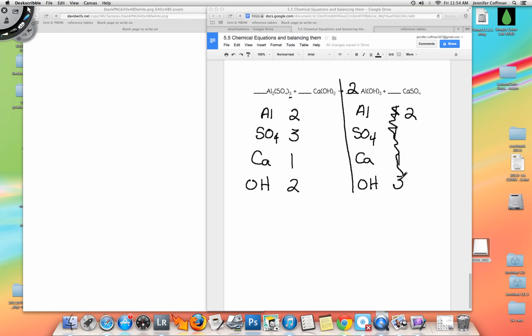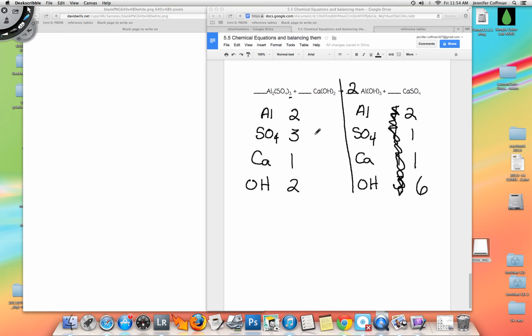Recount everything. Cross these off. Make believe they don't exist anymore. Once you put a coefficient in, you have to recount. So 2 aluminums, and now I have 6 OHs. Calcium and sulfate didn't change, so I have 1 sulfate and I have 1 calcium. Okay, let's move down the list. Let's take care of the sulfates. Again, my lower number is on the product side. I'm going to work on the sulfates.